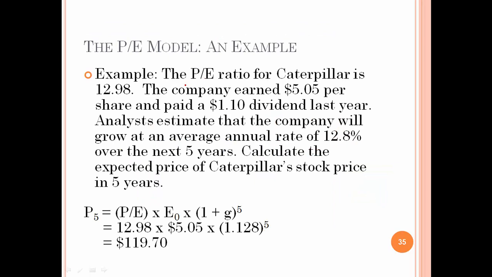So, example here, if you are looking at a company's PE ratio, it's 12.98. The company earned 5.05 per share, so that's the current EPS, E0, and it's going to grow at 12.8%. So you're going to just use the PE ratio 12.98 multiplied by the current EPS, and then multiply by 1 plus g to the power 5. So this part together is to calculate the future EPS in 5 years, multiplied by the PE to get the future price in 5 years.